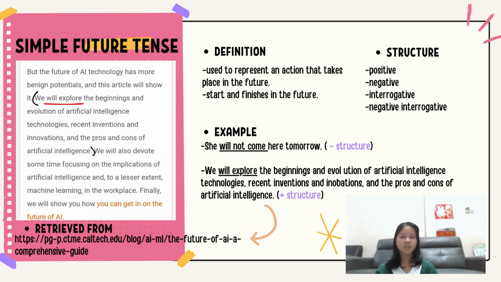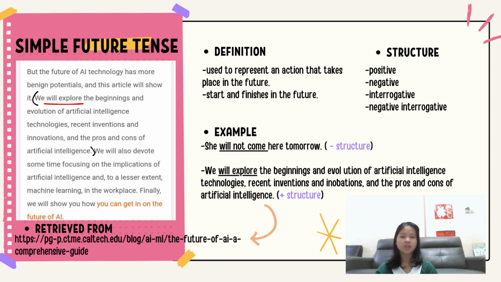The first example is she will not come here tomorrow. This sentence is the example for the negative structure of simple future tense. This is because in this sentence it used will not as the helping verb. That shows that this sentence is the negative structure.